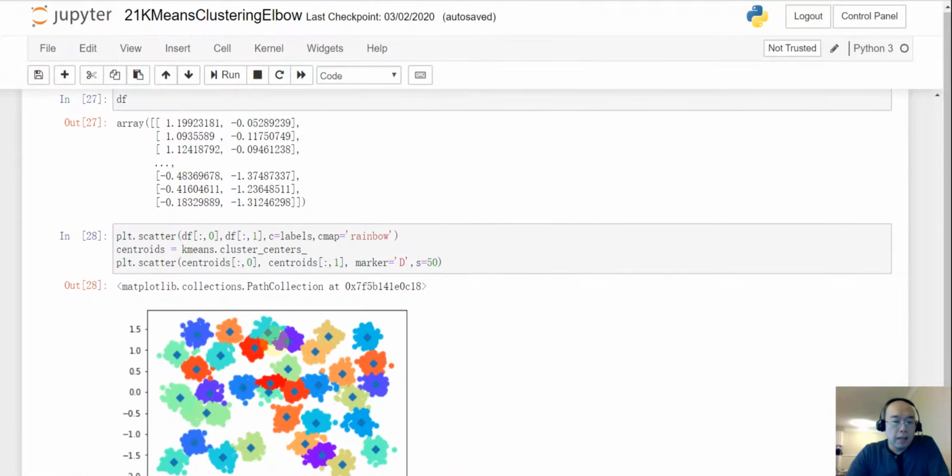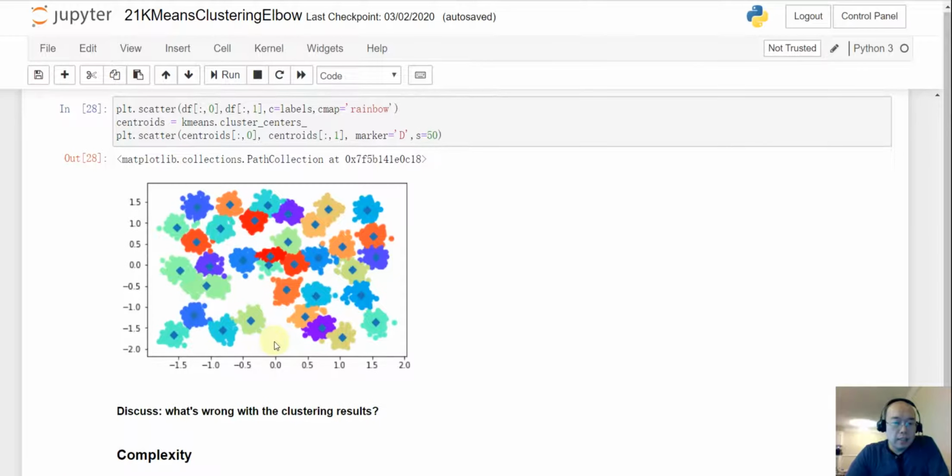So we do the k-means and cluster the samples into 35 clusters. After that, this is my result. I visualize the clusters with different colors, and I also visualize the centroids. So in this result, do you see any problem? Take a look.